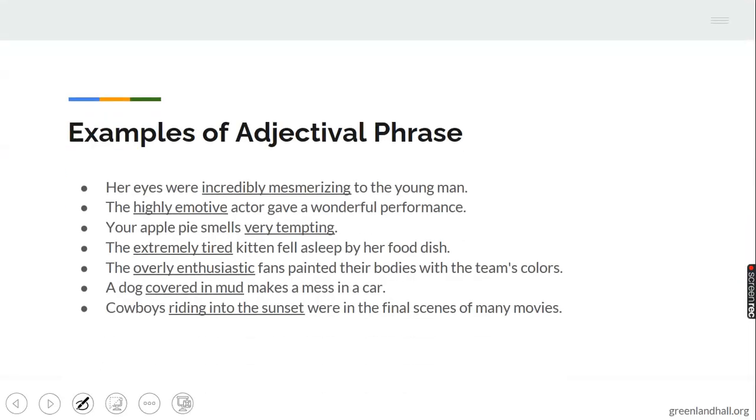Then examples include, our eyes were incredibly mesmerizing to the young man. What was incredibly mesmerizing to the young man? The eyes. This is qualifying the eyes. The highly emotive actor gave a wonderful performance. Who gave the performance? Which actor? The highly emotive one is qualifying this now.